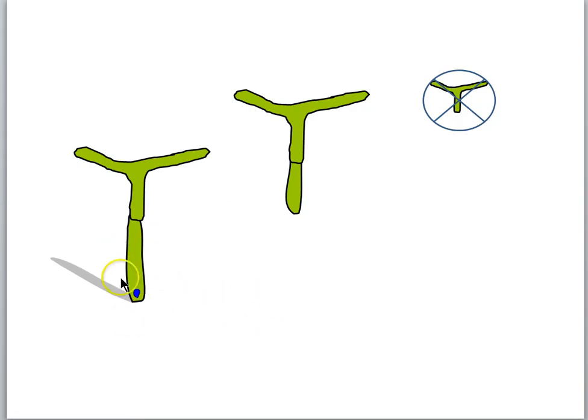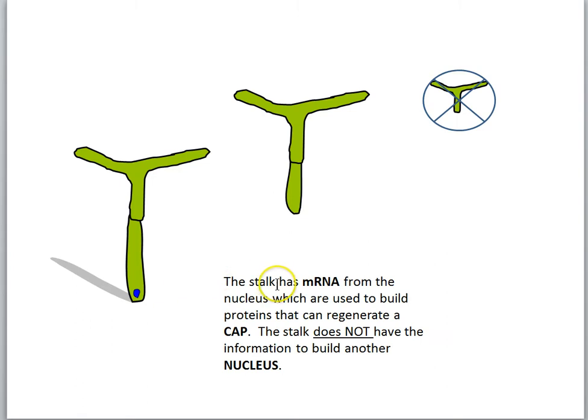You'll recall that the foot piece will regenerate a cap, but surprisingly the stalk piece will also regenerate a cap, and the cap piece dies. Now notice that was surprising because it didn't have a nucleus, and we came to an understanding why the stalk has the power to regenerate. It has accumulated messenger RNA molecules from the nucleus that it was attached to. So the stalk has messenger RNA from the nucleus, which are used to build proteins that can regenerate a cap.